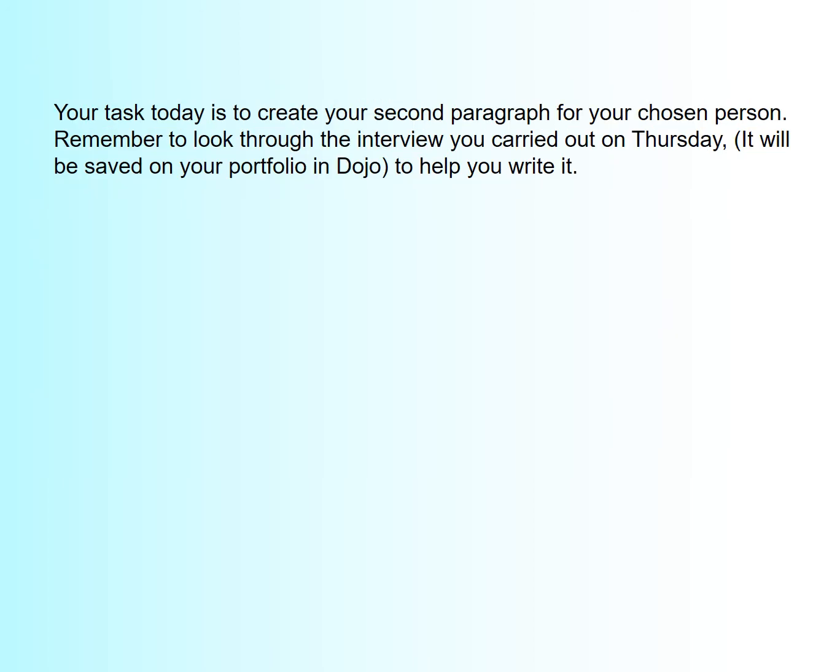So fairly straightforward today then. Your task is to create your second paragraph for your chosen person. Remember to keep looking back through the work that you carried out on Thursday, all the research that you did. That will help you be able to write as much as possible, and include as many facts as well as using all the features that we need to see.